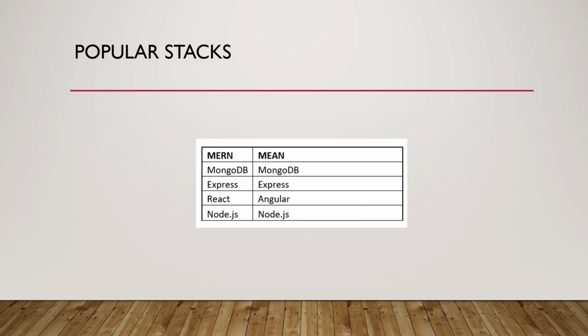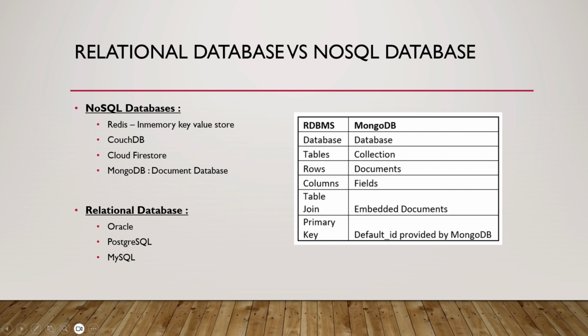And in MEAN, M stands for MongoDB, Express is the same web server for Node.js, and A is for Angular, which is the front-end framework. So in MERN, React is the front-end framework, and in MEAN, Angular is the front-end framework, and Node.js is the JavaScript server technology. So what is the difference between a relational database and a NoSQL database?